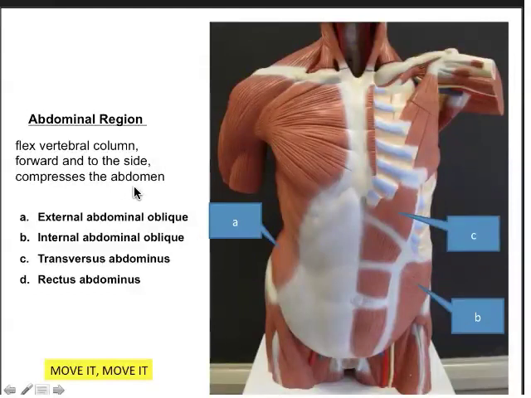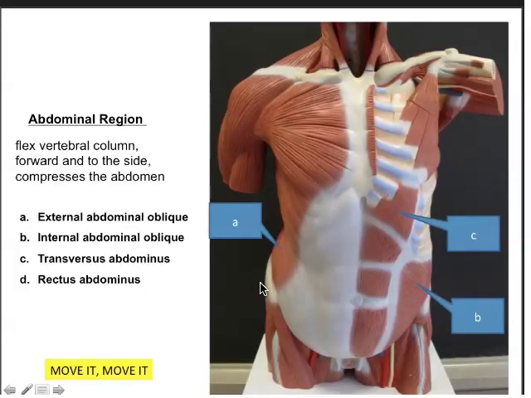So what do these muscles do? They flex the vertebral column, so they can bend the trunk forward like you're doing sit-ups. And they can turn the vertebral column from one side or the other, so they can be involved in lateral and medial rotation, and they also compress the abdomen. These are the muscles, again, that you use when you do your sit-ups. And those muscles are the external obliques, the internal obliques, and the transverse and rectus abdominis.